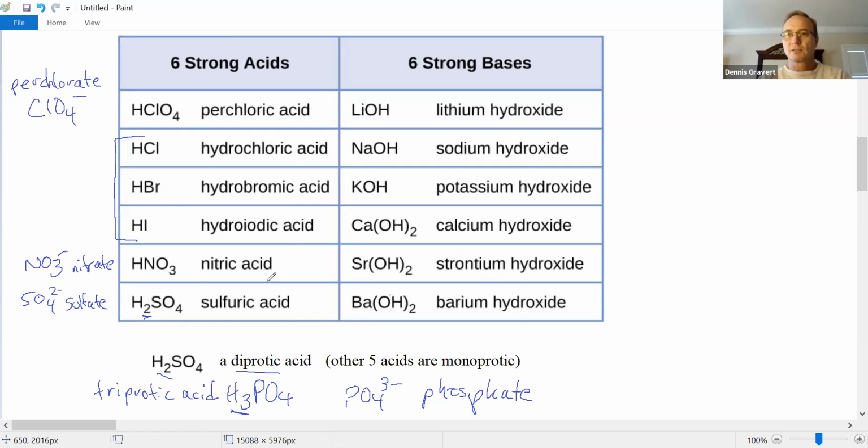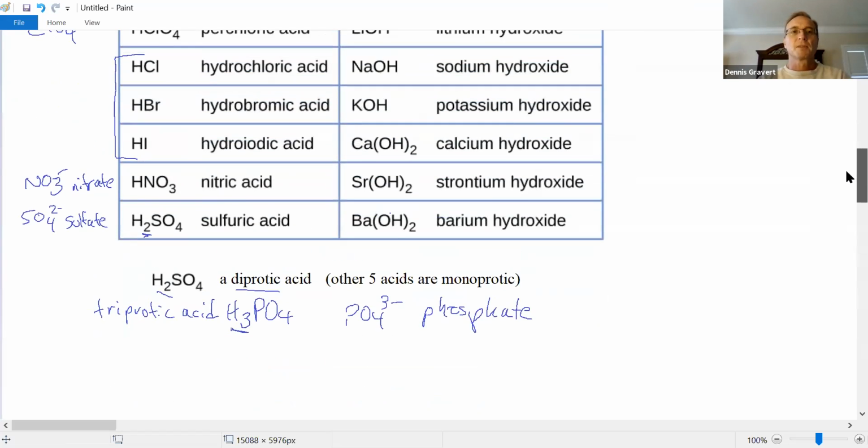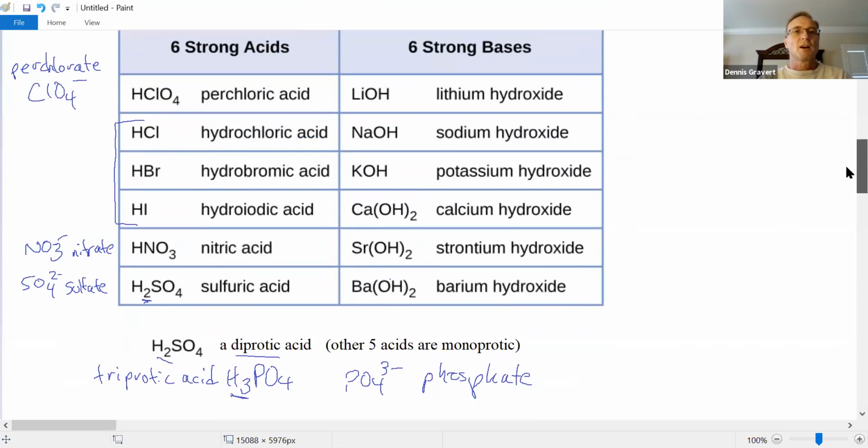Okay, I don't think there's anything left in this column. Let me double check. Nope, okay. Time for us to make a few notes. Strong acids are strong electrolytes. That means all these molecules, once they get in the water, fully dissociate to form ions.